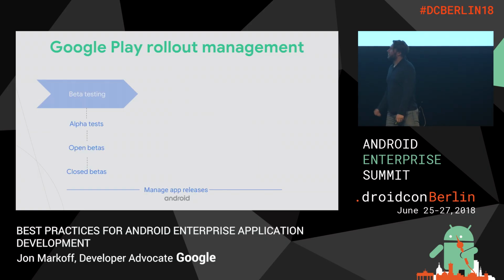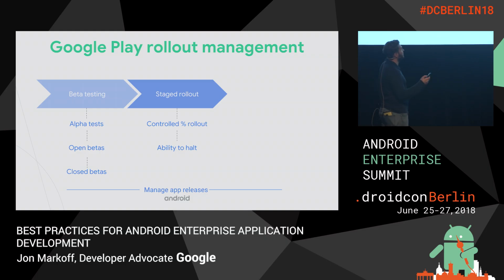One other thing as well is that managed play allows you to do testing. There's an alpha channel and a beta channel, and you can do both open and closed testing. When you're building an app internally, you probably don't want to just roll that out to everyone right away. You probably want to have some testing done first, and probably some sort of dog fooding, if everyone knows what that is.